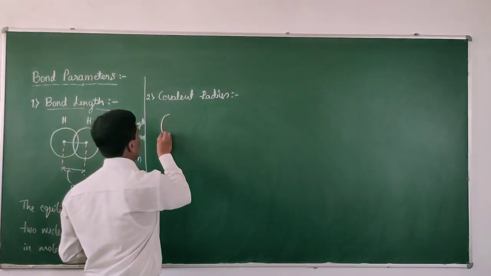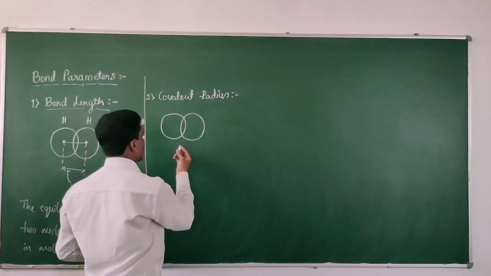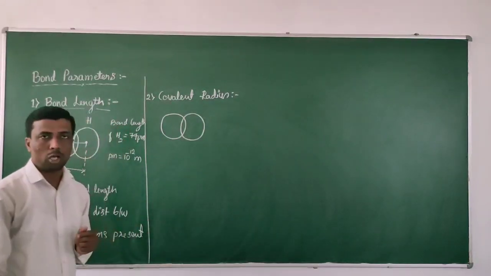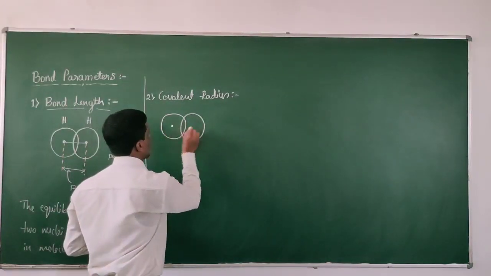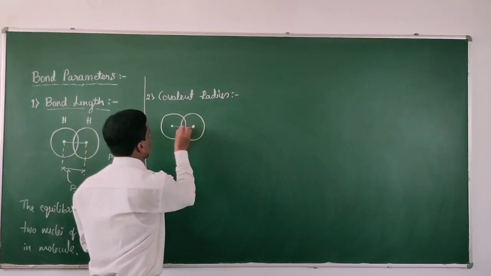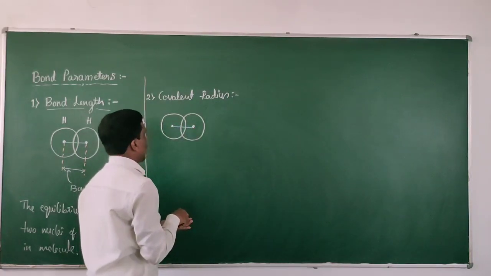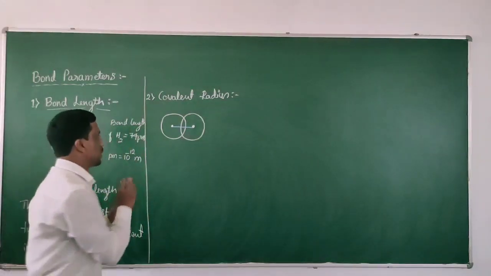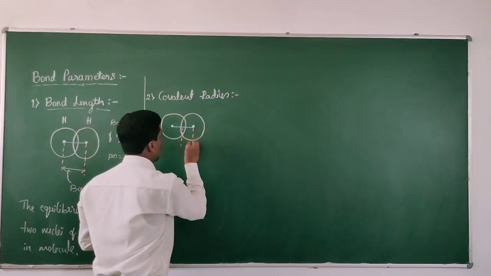Okay, again draw the diagram here. Consider two atoms here, joined in a molecule through the covalent bond. Consider the nucleus of this atom, nucleus of this atom. Again, this is the distance between two nuclei. Now, what you have to consider here? You have to consider in this case half of this distance. Consider only half of it.